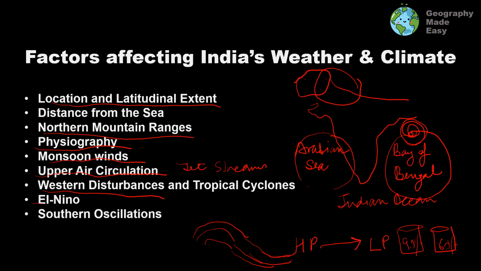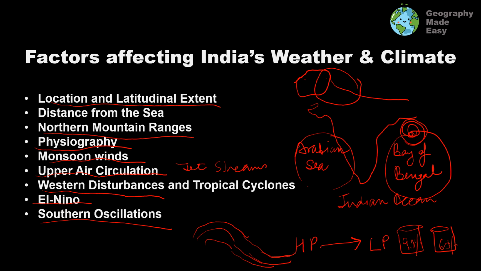We'll do El Nino and southern oscillations together. They involve changes in the sea water temperature, the presence or the absence of particular ocean currents, which lead to the change of the atmospheric conditions, which have an effect in a delayed or an early monsoon.